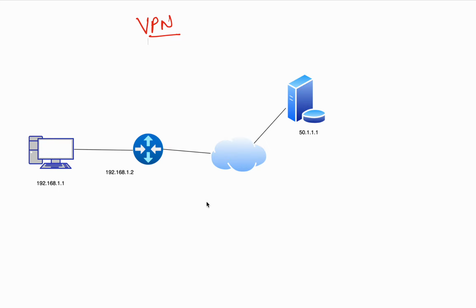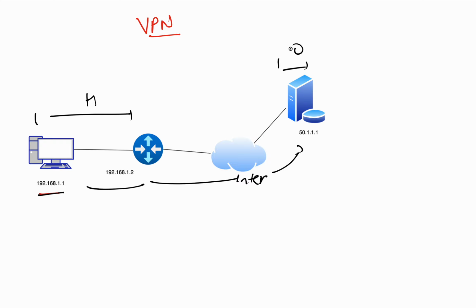Now in the VPN part, you're sitting at a computer right here, and then you have a router, and then you have the internet, and then the server which you want to get access to. This is your home network. This is your office network. You can't access all the resources on your system or your server at the office network directly, correct?